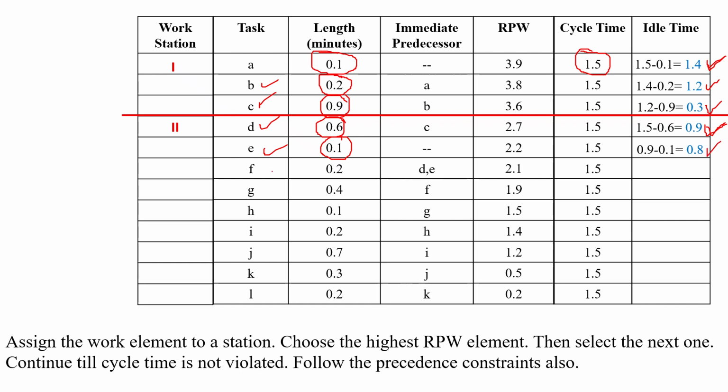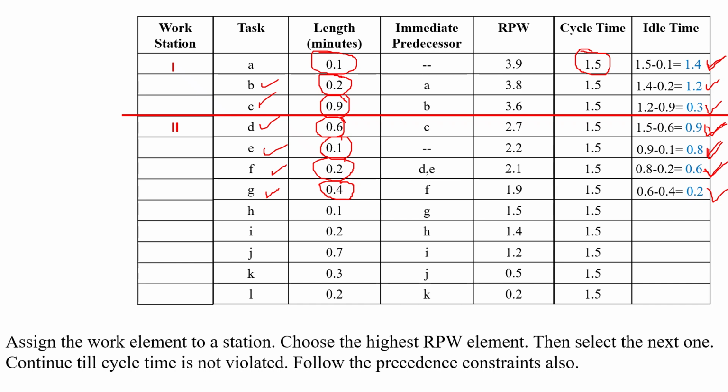So next we have to move to the next task F. Processing time is 0.2 and availability time is 0.8. So we can add the task F in workstation 2. So after that, idle time will become 0.6. Next we have to move to the task G. So processing time is 0.4 and idle time is 0.6. So we can add the task G in the second workstation also. So after that, its idle time will become 0.2.